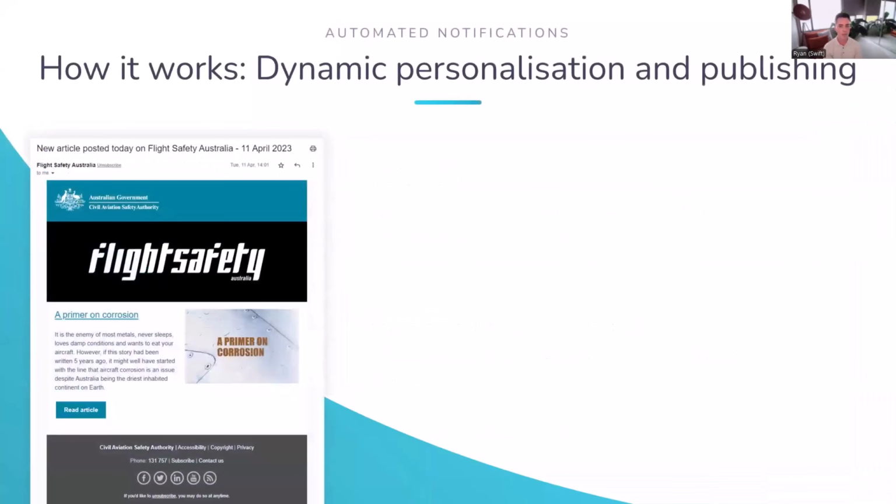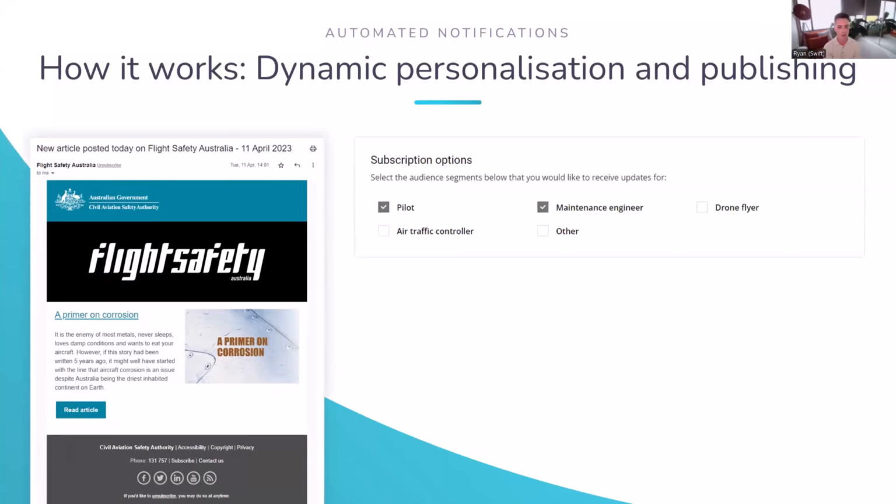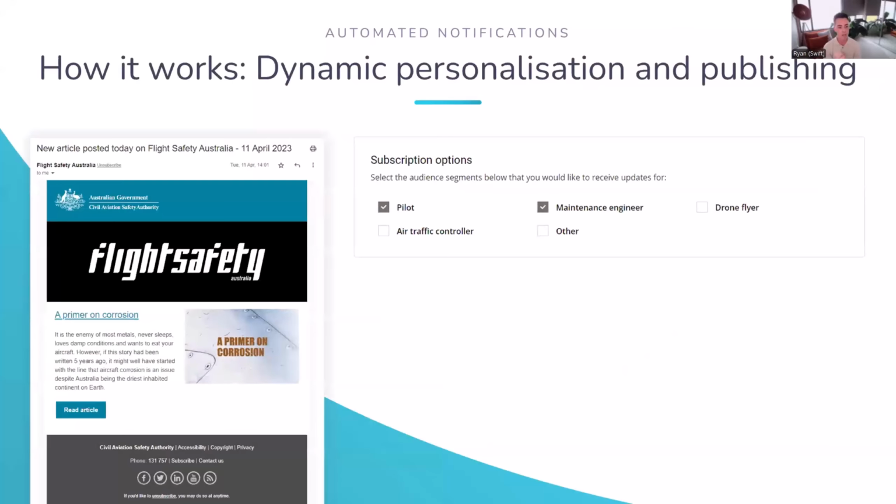Once someone has subscribed, set their preferences and told us what audience segment they belong to, when the content comes through from the website, CASA actually tags the content with the correct audience segment and who should be shown that content. So we'll generate the email, and then based on the subscription data, the audience segment that they belong to, we know what segments need to receive that communication, so we will automatically publish it to the correct audience segment.